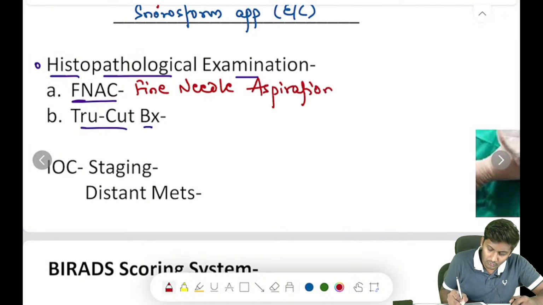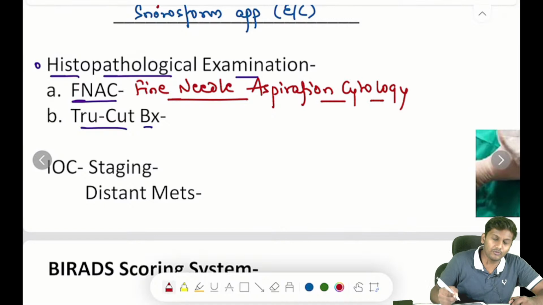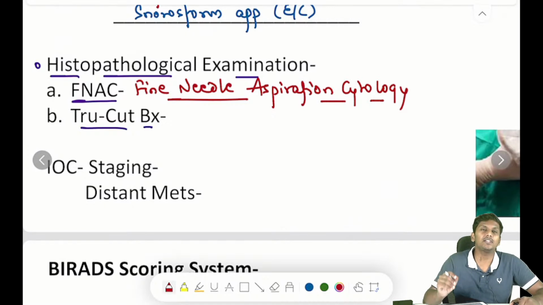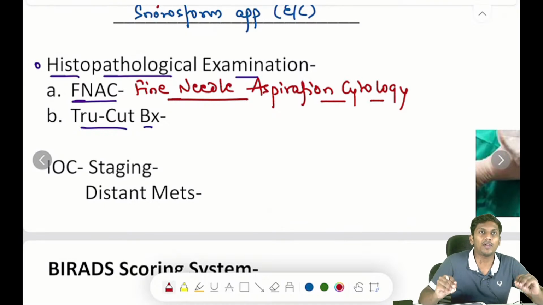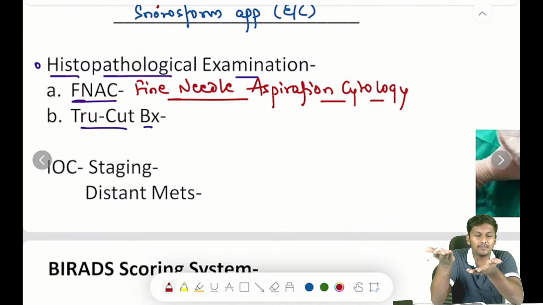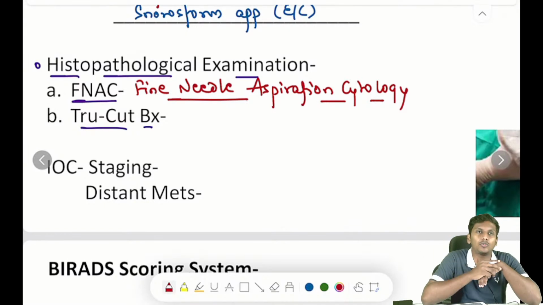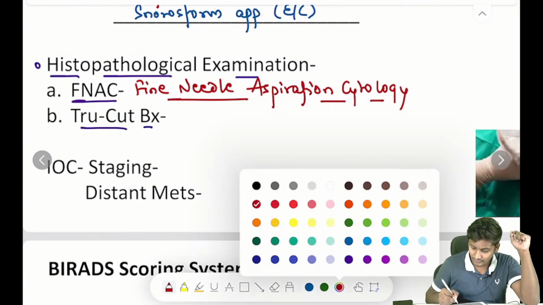Here we are going to use a very small needle because we just have to take out the cells itself. We don't have to take out tissue, we just have to take out cells. With the help of a very fine needle we take out these cells and send them to the pathology lab, where the pathologist sees these cells under the microscope and tells us whether the patient is suffering from a benign lesion or from a malignant lesion. So that is the important thing you have to be aware of.